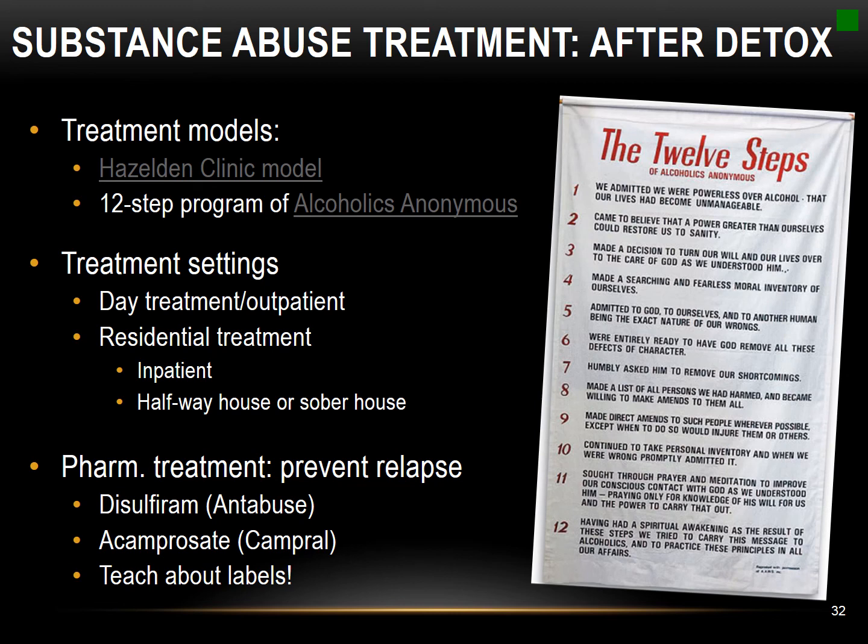Campral is used to prevent cravings for alcohol. This can't be used in patients with renal insufficiency. Alcoholics, and especially those taking Antabuse, must avoid any products made with alcohol. So what's made with alcohol? Cough syrup, mouthwash, vanilla extract, and other things too. You've got to teach your folks that are in recovery about reading labels.